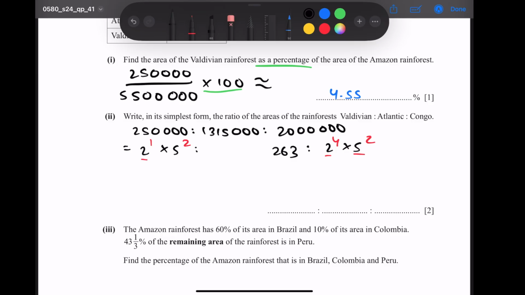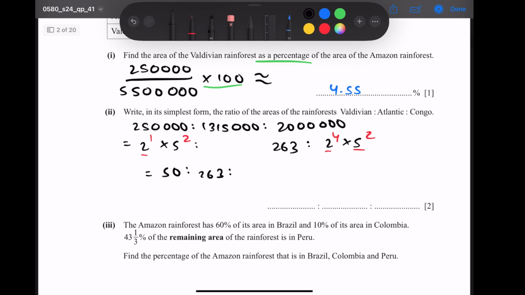So our final answers would be 2 times 5 squared, which is 2 times 25, which is 50 for the Valdivian, to the Atlantic, which is 263, to the Congo, which is 2 to the power of 4 times 5 squared, which is 16 times 25, which is 400. This is our final answer, 50 to 263 to 400.